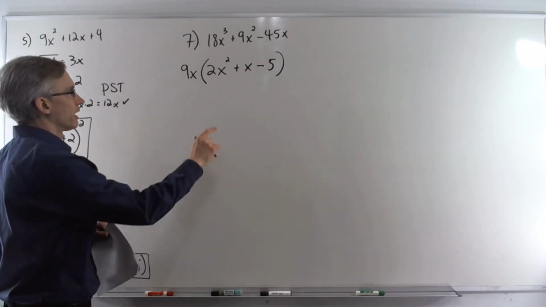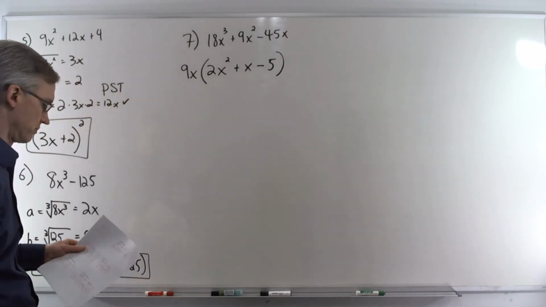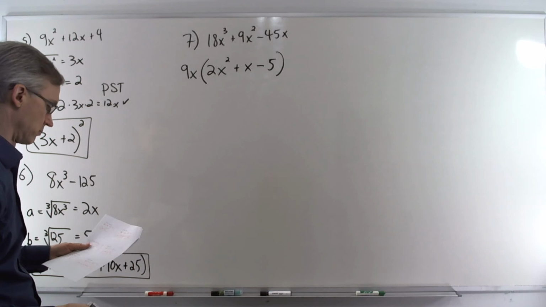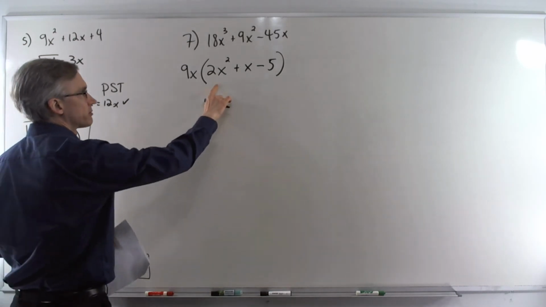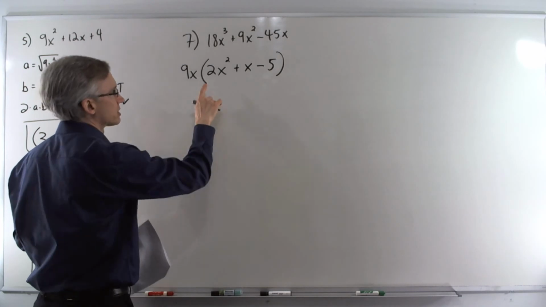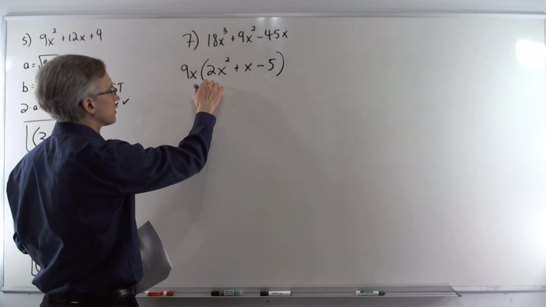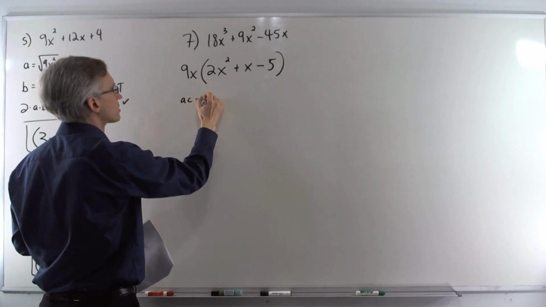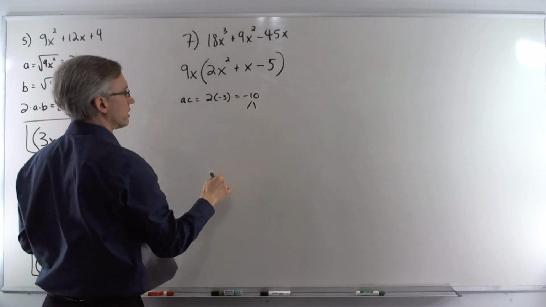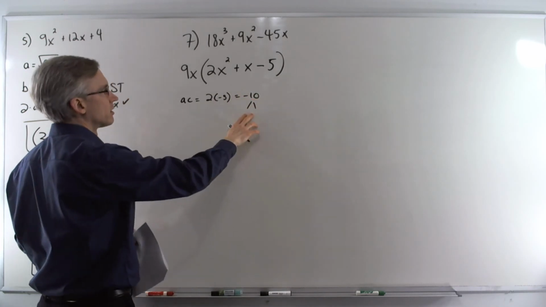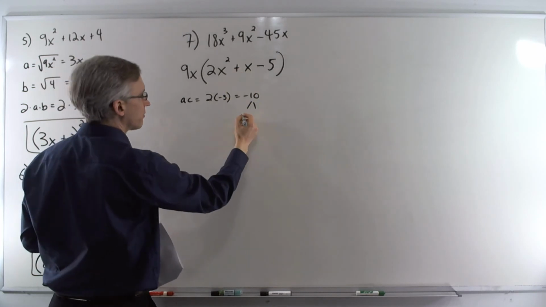All right, now we can factor inside the parentheses, if possible. So we need to see if this is going to turn out to be factorable. So since we have something other than 1 here, we use the AC method. So AC equals 2 times negative 5, which is negative 10. Now we need two factors of negative 10 that multiply to get that, and add to get 1. Let's see if that's even possible.